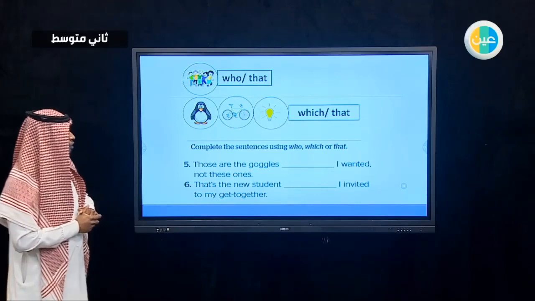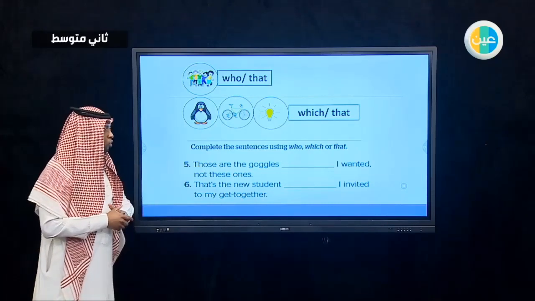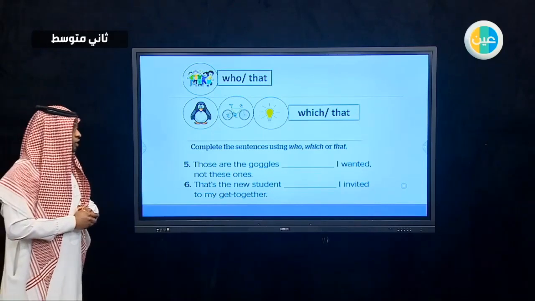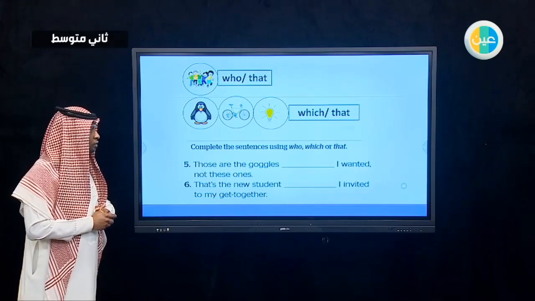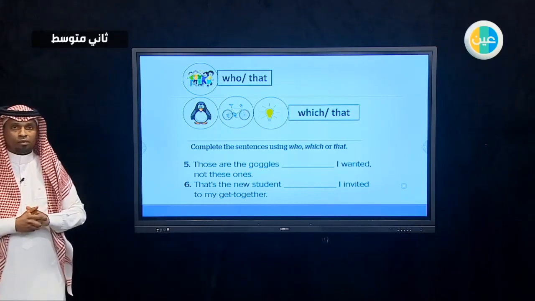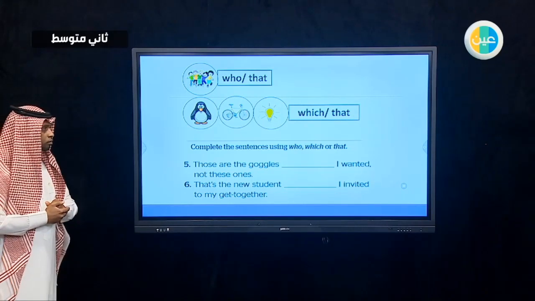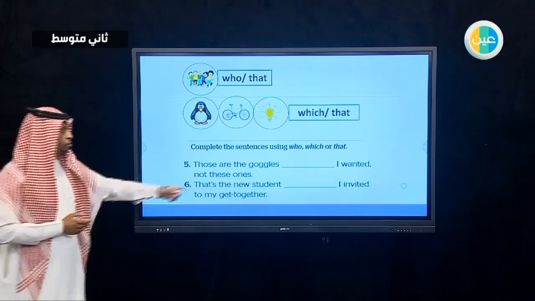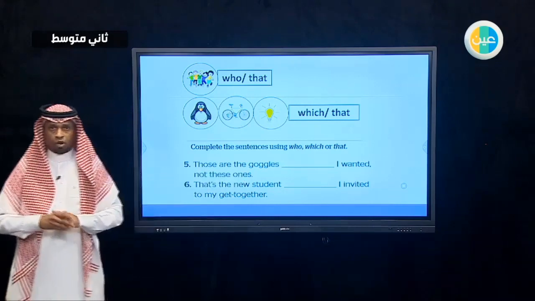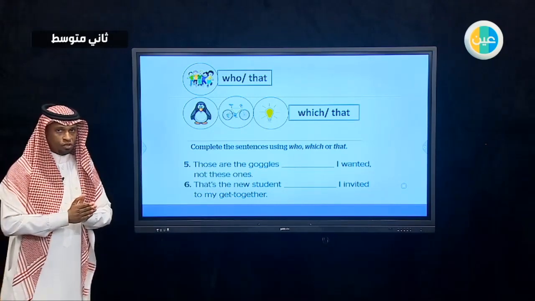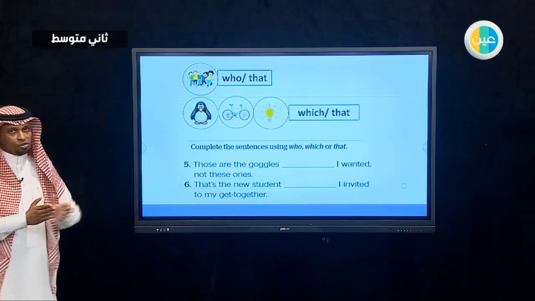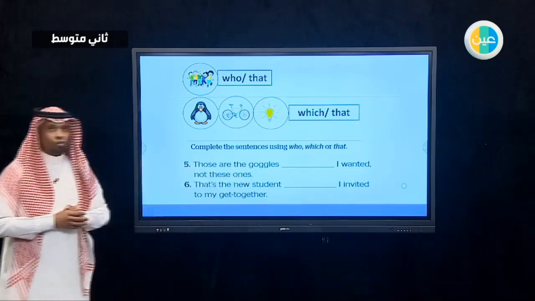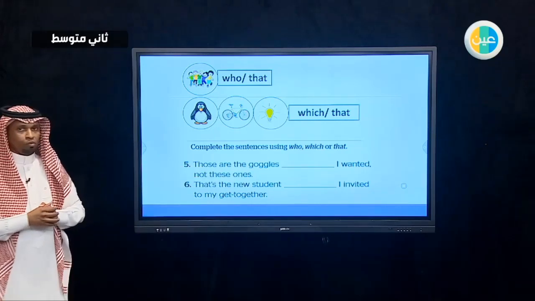Let's move to this one here. Those are the goggles. Goggles. What do you think? I wanted not these ones. Think about the answer, please. You can search for the meaning here. If you have time, look up the word in the dictionary. I'll give you a chance to answer this question.